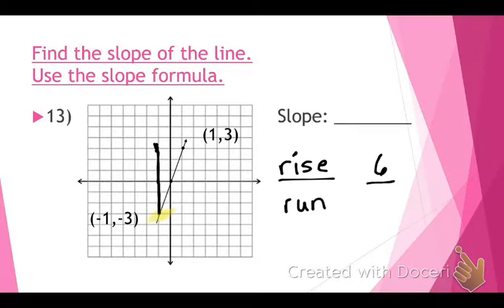And how many are you going to run? 2. He ran over 1, 2. Do I leave it as 6 over 2? No, what would that be reduced?